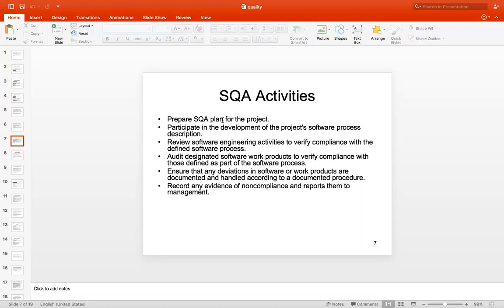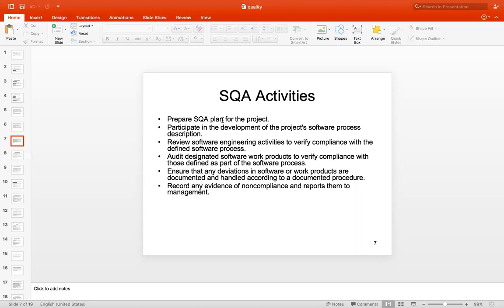Step number two is to participate in the development of the project's software process description. We'll have some description of the software process before starting the project. What all we need to do, what all we are supposed to do, what the requirements of the client are, and how we should approach the project. So the first step is to prepare an SQA plan for the project. The second step is to participate in this description.